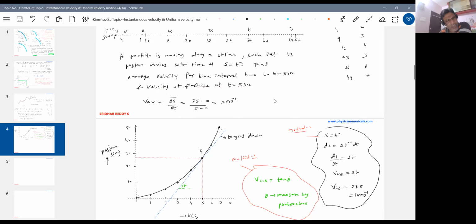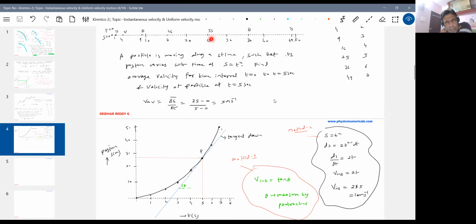How to calculate average velocity? We know it is displacement by time taken. In 5 seconds, what is the displacement? At t equals 0, it was at the origin. After 5 seconds, it was at 25 meters. So 25 minus 0 by 5 is 5 meters. Average velocity, there's no problem. How to get the instant velocity, the velocity at 5 seconds?